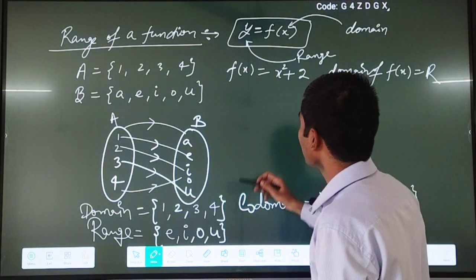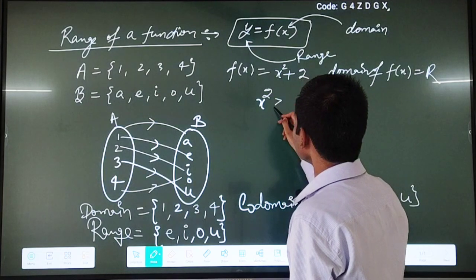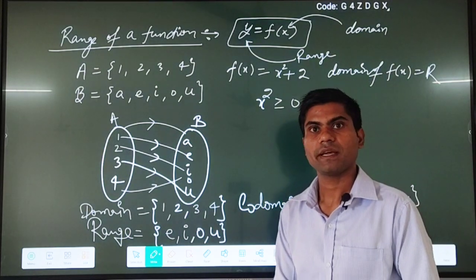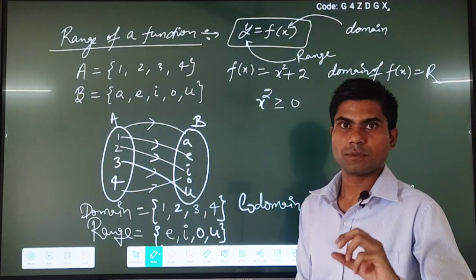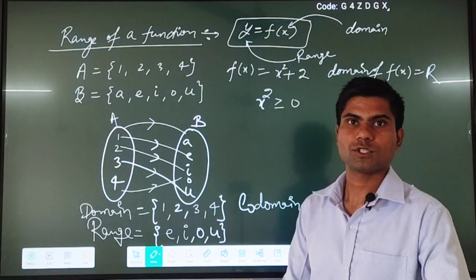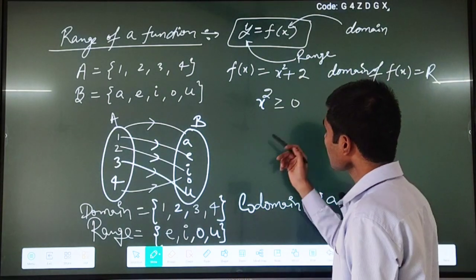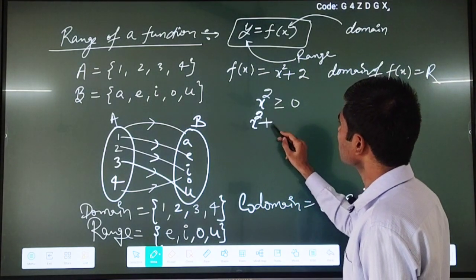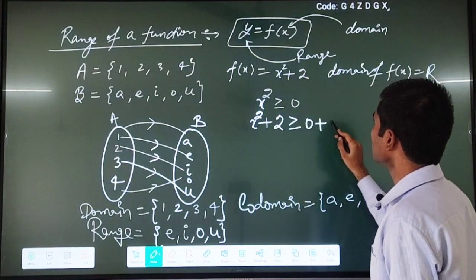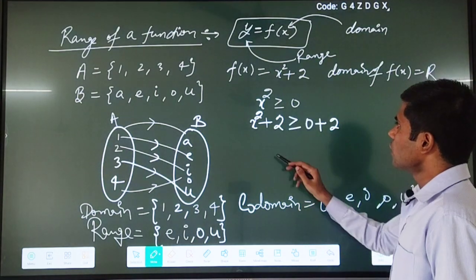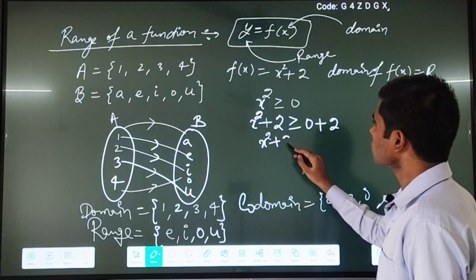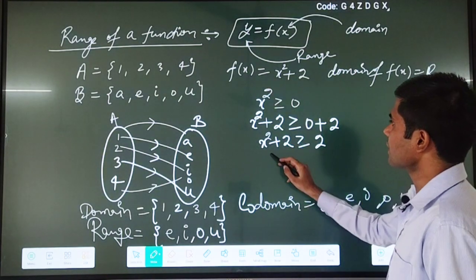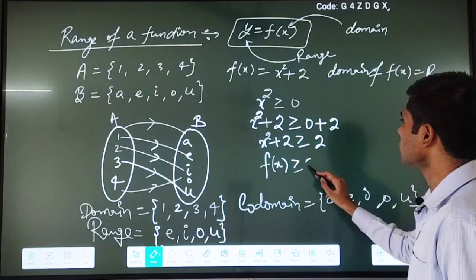Now think about range. We know x square is always greater than or equal to 0. Okay, the square of any real number is always greater than or equal to 0. Suppose you have any real number and you find its square, the square is definitely greater than or equal to 0. But the question is x square plus 2. So do one thing, add 2 on both sides. So x square plus 2 is greater than or equal to 0 plus 2, which is 2. Now x square plus 2 is the value of f(x), so we can write f(x) greater than or equal to 2.